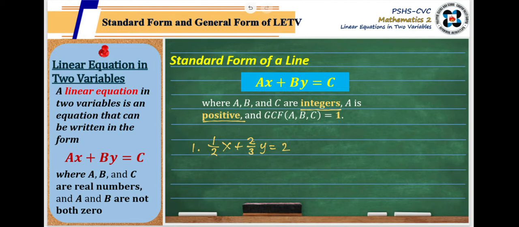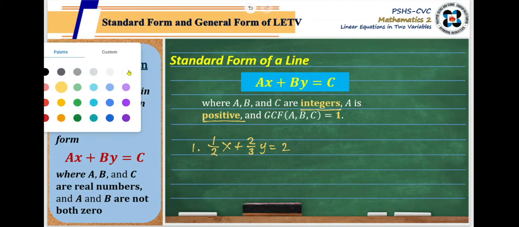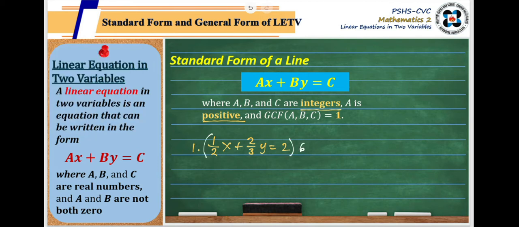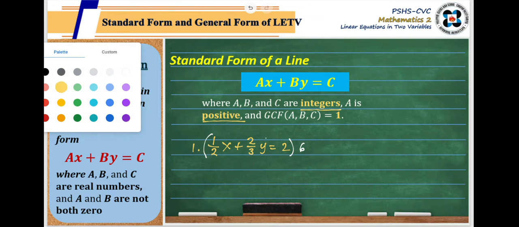Since this is a linear equation in two variables, it's possible that we can transform it to the standard form. So how? What we can do is multiply the whole equation by the least common denominator of all the terms. Looking at 1/2, 2/3, and 2, what is the LCD of those terms? The LCD is 6. So if we multiply both sides of the equation by 6, make sure that every term in the equation is multiplied by 6.